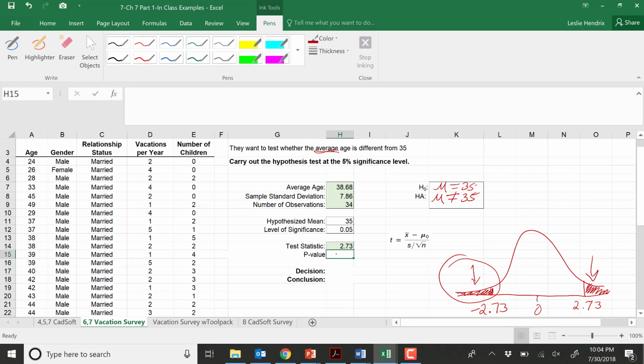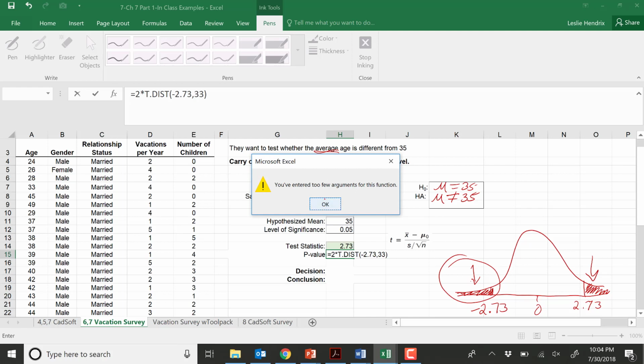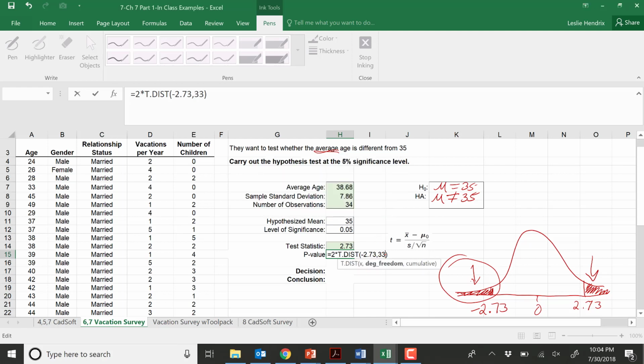I'm going to do 2 times my t distribution, and I want to look to the left of negative 2.73, and the degrees of freedom are 34 minus 1, which is 33. And that should give me, whoops, I forgot to put the true in there. I need to make sure I grab my cumulative distribution function. And that gives me a p-value of 0.01.